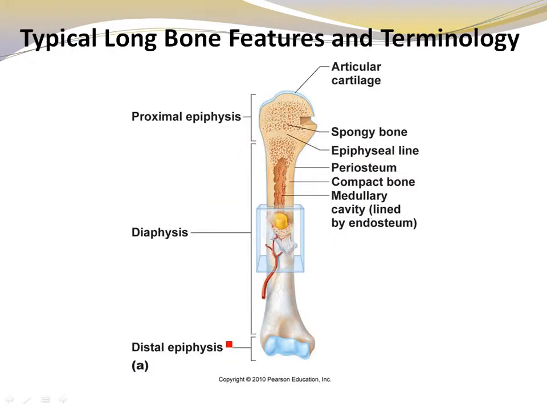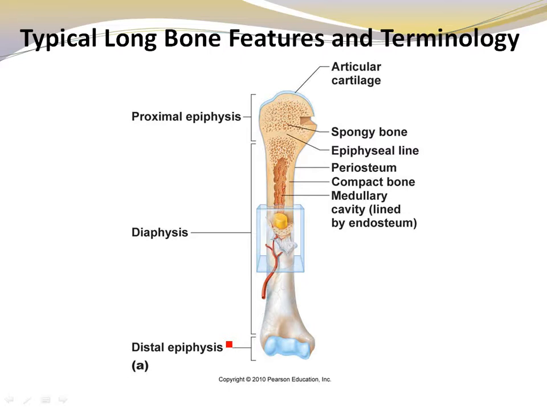And then there also are some terms that are used to describe different parts of a typical long bone. Some of these apply to the other types of bones as well. But when we're learning these terms, we typically look at a picture of a long bone and learn them in this context. Okay, so this is a generic long bone.